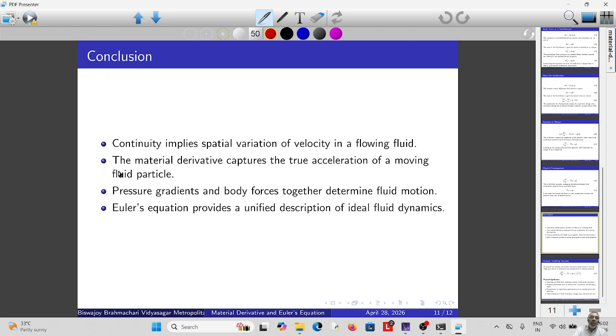So in conclusion, continuity implies spatial variation of velocity in a flowing liquid. The material derivative captures the true acceleration of a moving fluid particle, because the velocity has the dependence on time as well as dependence on the space coordinate. So the material derivative is needed. Pressure gradients and body forces together determine fluid motion, and Euler's equation provides a unified description of fluid dynamics.